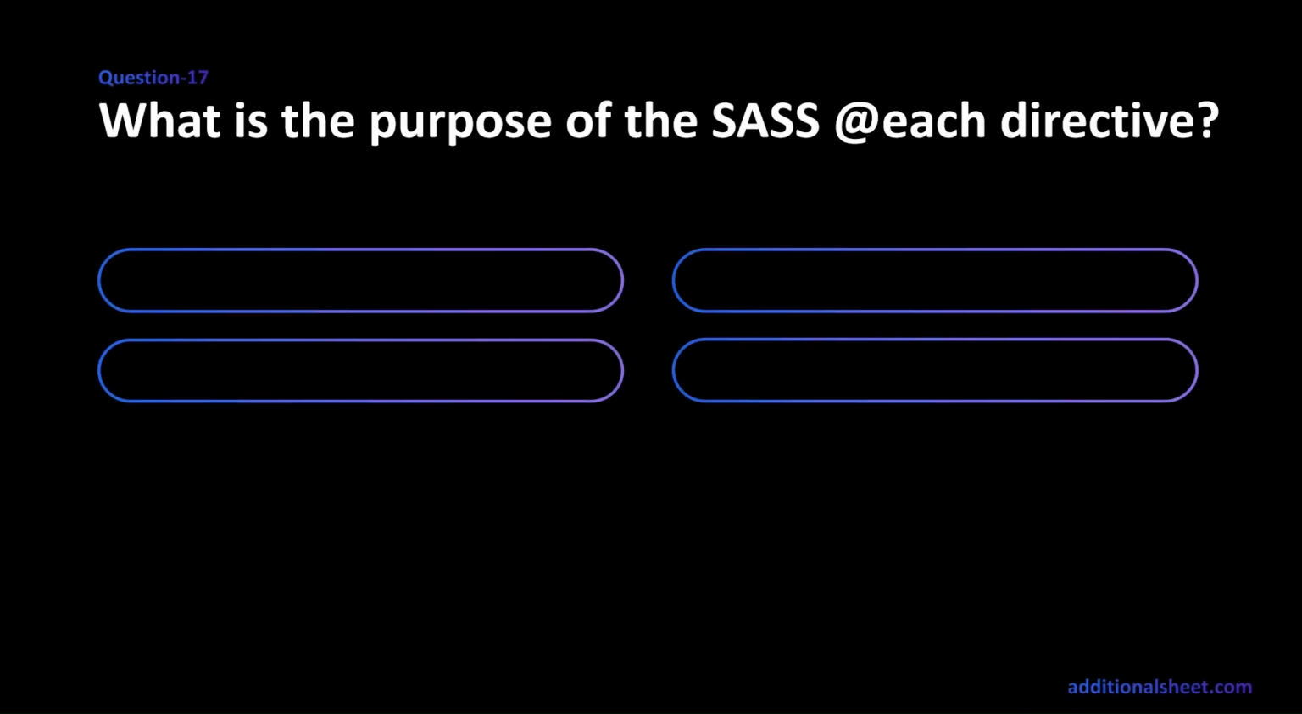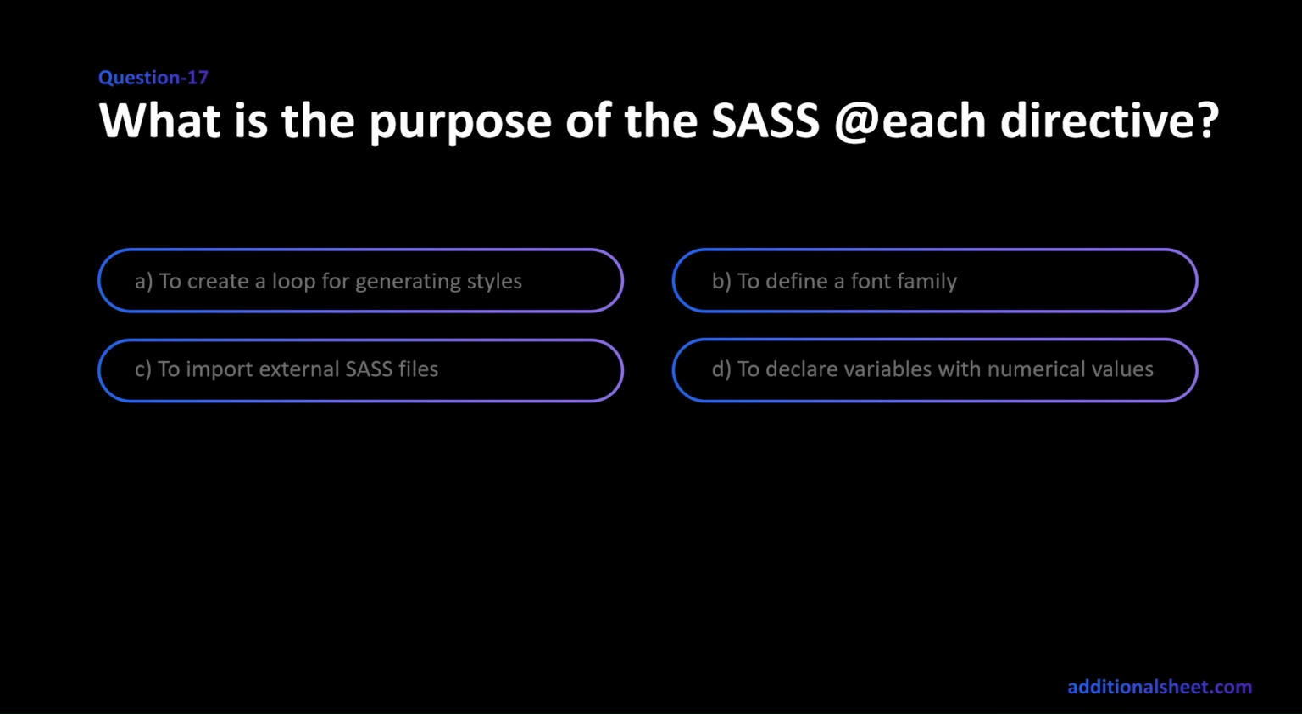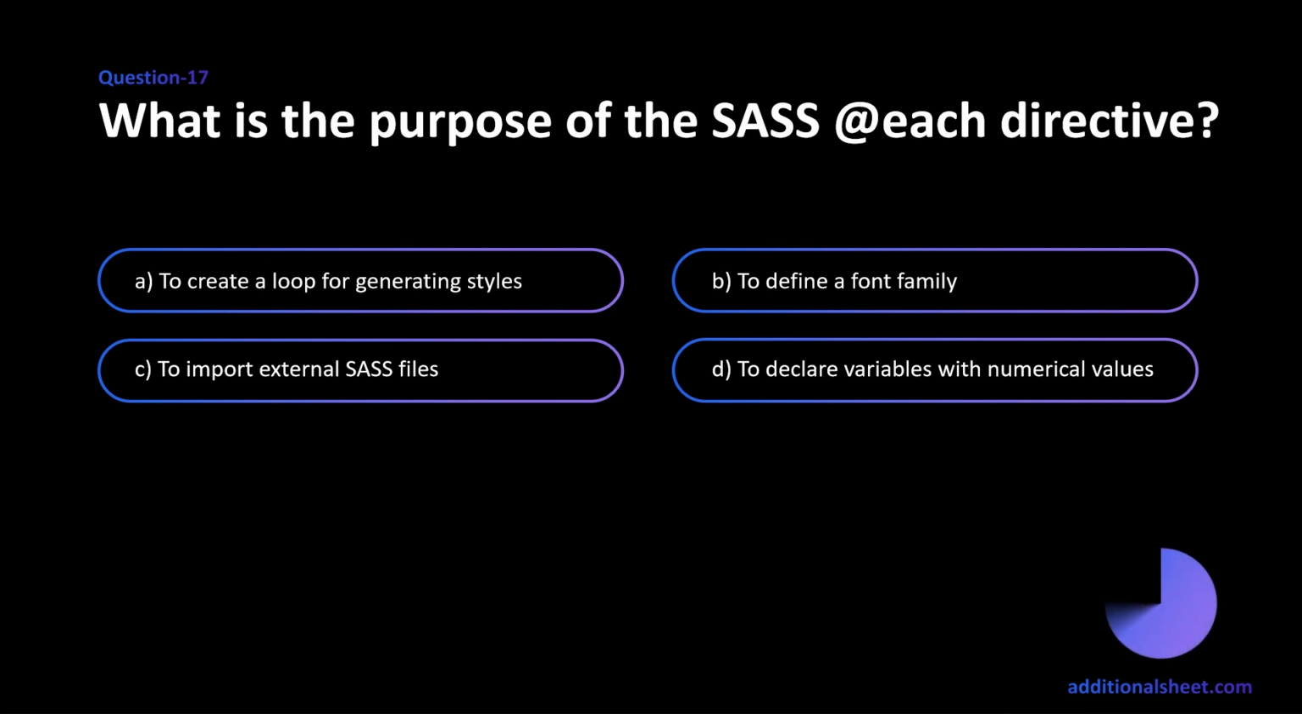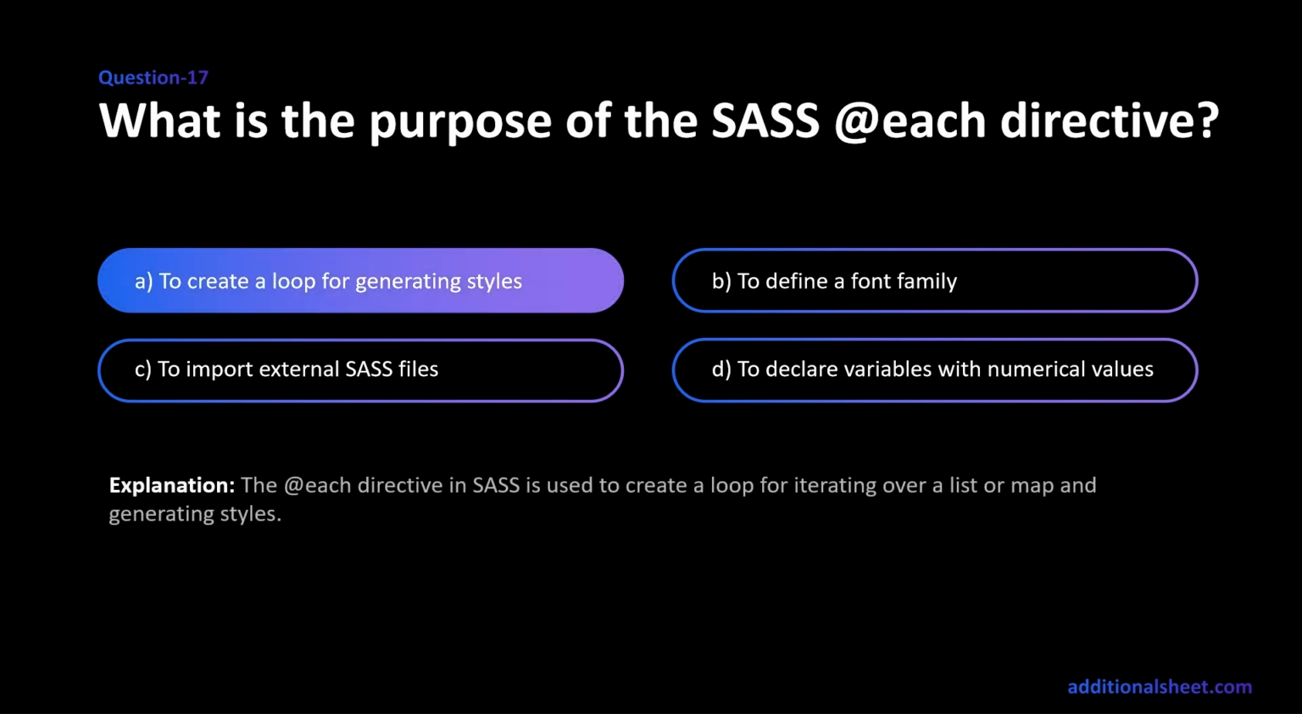Q17. What is the purpose of the SASasset directive? Options are: A. To create a loop for generating styles. B. To define a font family. C. To import external SAS files. D. To declare variables with numerical values. Correct answer is option A. The each directive in SAS is used to create a loop for iterating over a list or map and generating styles.